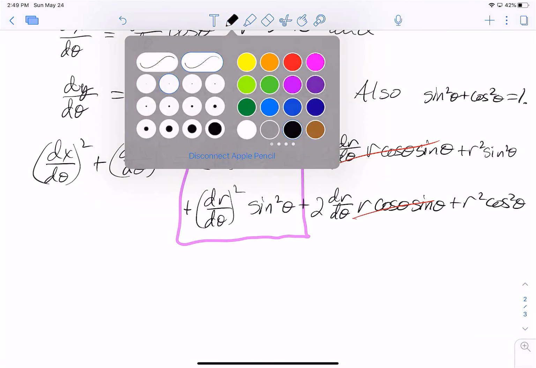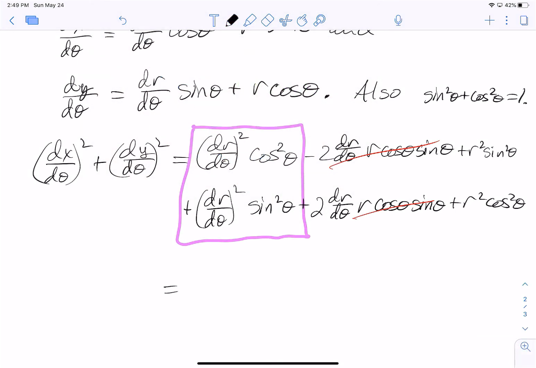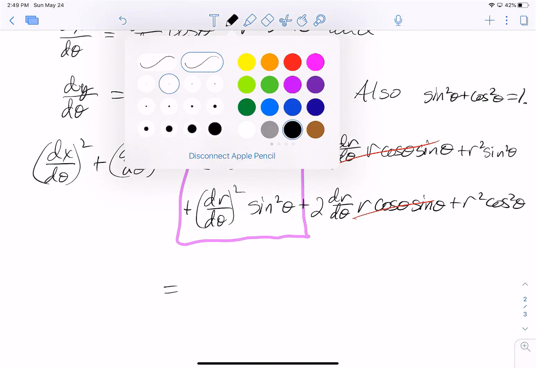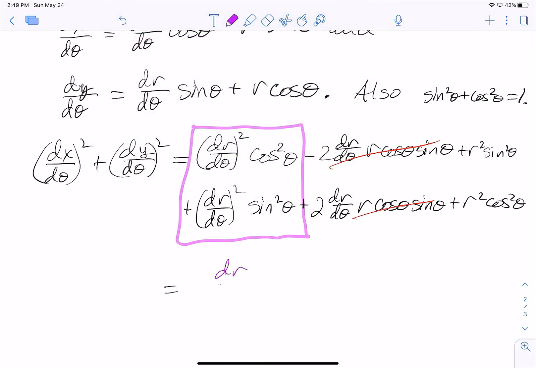And then in a pattern that we have seen before, if we look at the first expression that we got from both dx d theta squared and dy d theta squared, we can factor out a dr d theta squared, and we're left with sine squared plus cosine squared. In other words, we have dr d theta squared plus whatever we get at the end here, r squared sine squared of theta plus r squared cosine squared of theta. Again, factoring out, we have r squared.